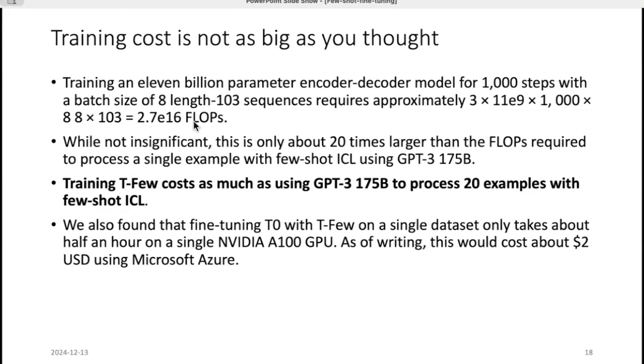So basically this is how they come up with the training cost. Although it's not small, this is just 20 times the cost comparing to the few-shot in-context inference using the largest GPT-3. So this costs about the same as using GPT-3 to process 20 queries with few-shot ICL.